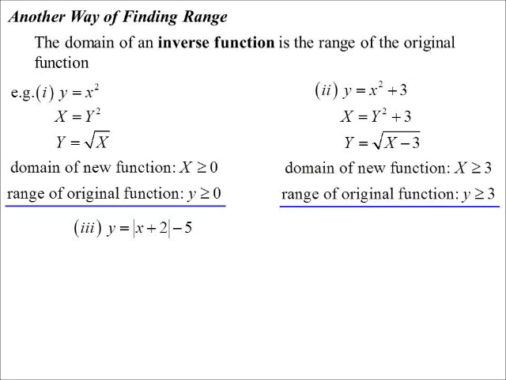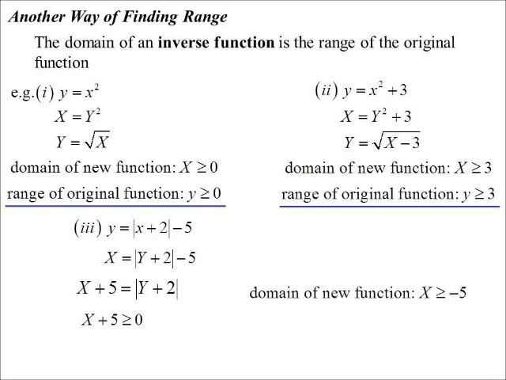Absolute value of x plus 2 minus 5. Again, let's swap the x and the y's around. This one's a little bit more interesting to make y the subject. So x plus 5 is the absolute value of y plus 2, which means I now know that x plus 5 must be greater than or equal to 0. Because you can't have an absolute value ending up in a negative number. So the domain of my new function is x is greater than or equal to negative 5. So the range of the original function, y is greater than or equal to negative 5. So you can see that it does work. It does give us an alternative.